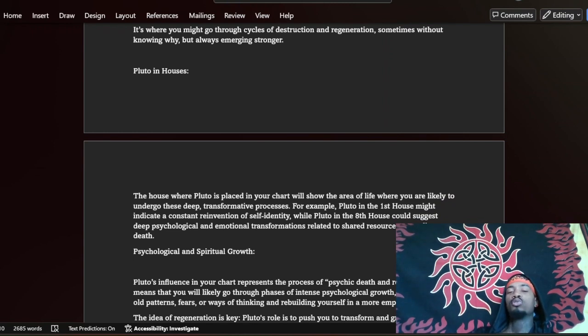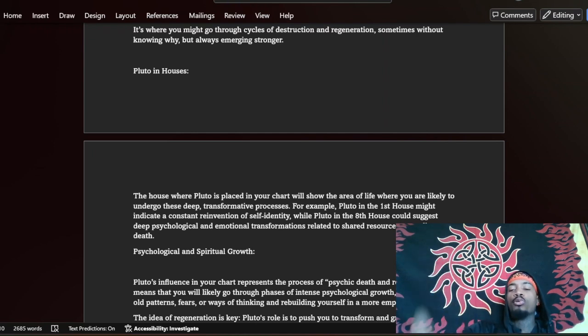Now, Pluto in the house. The house Pluto is placed in your chart will show the area of life where you are likely to undergo these deep transformative processes. For example, Pluto in the first house might indicate a constant reinvention of self and identity, right? Because remember, you're taking that Plutonian energy, that psychological rebirth energy, kind of like taking the psychological and rebirth process of Scorpio and jamming it into that one planet, right? So if you put that inside the first house, guess what? Consistent transformation with the actual physical identity, right? It just makes 100% sense, right?